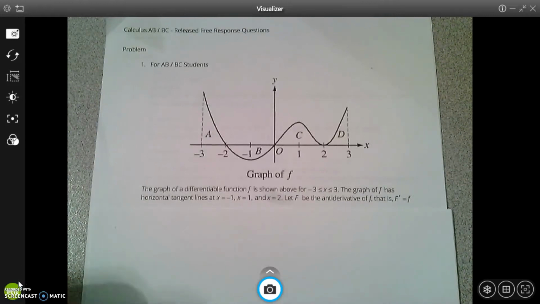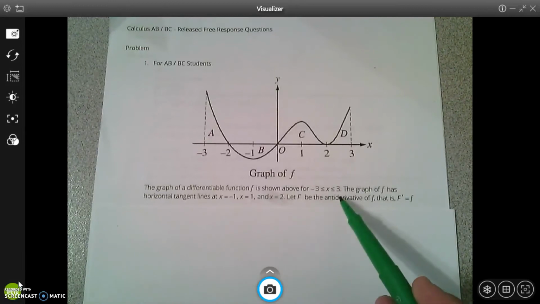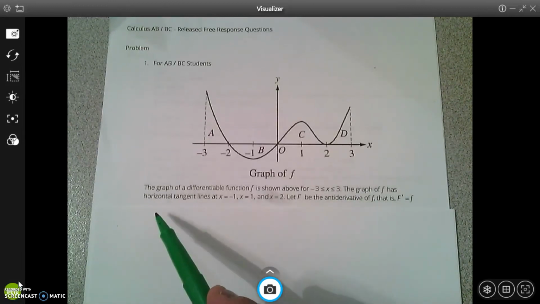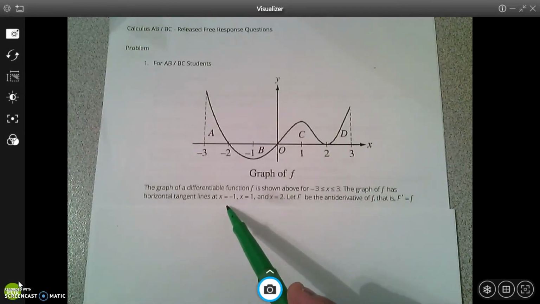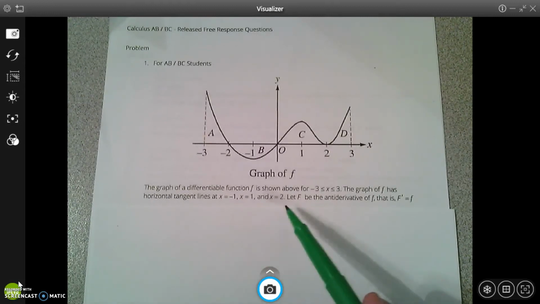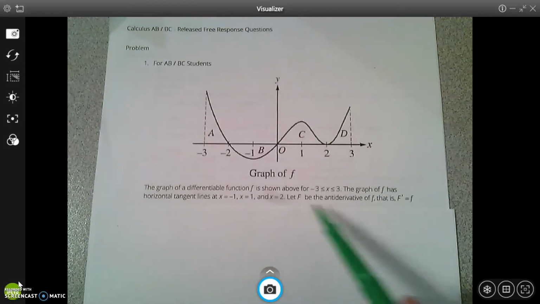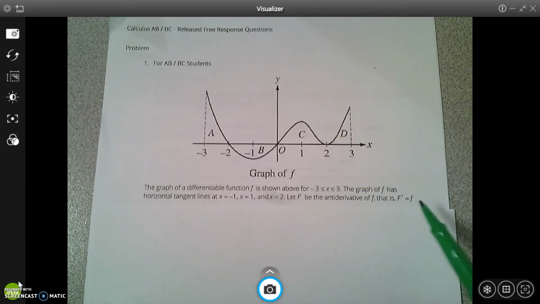We've got the graph of a differentiable function f shown above in the interval -3 to 3. The graph of f has horizontal tangent lines at x equals -1, x equals 1, and x equals 2. And big F is the antiderivative of little f, that is, big F prime is equal to f. Well, let's unpack that a little bit.